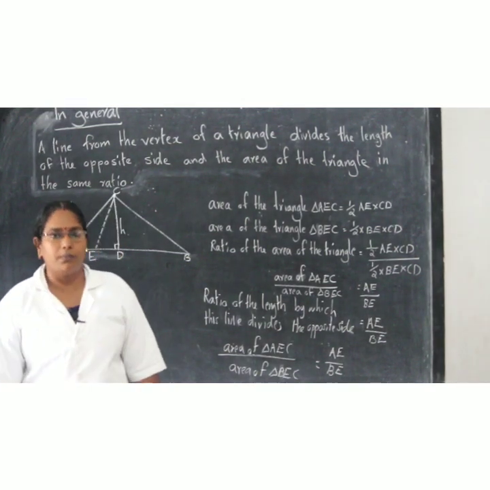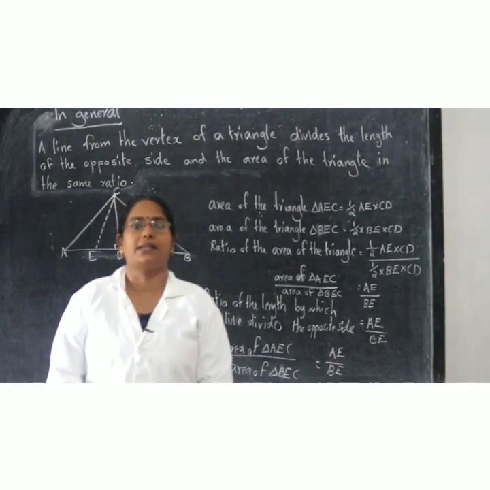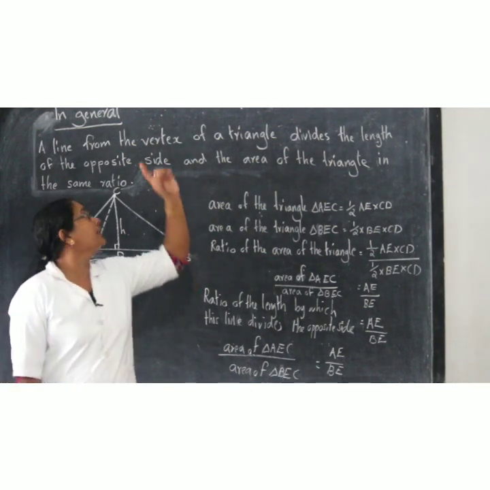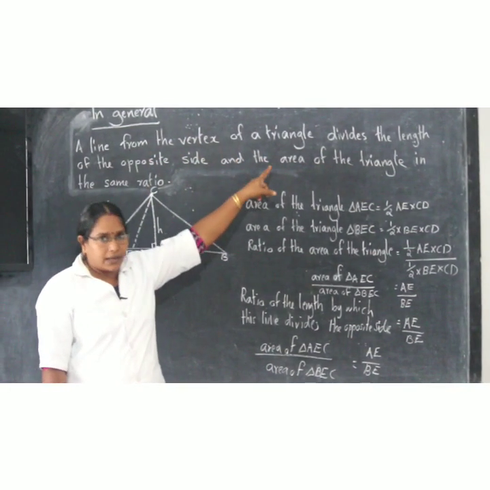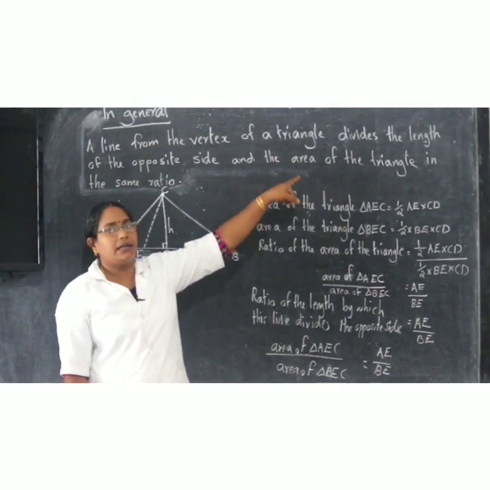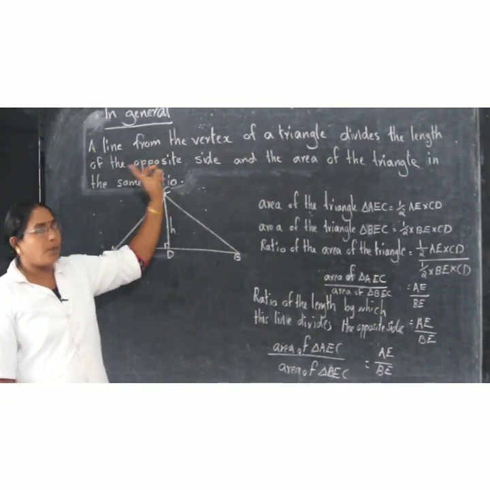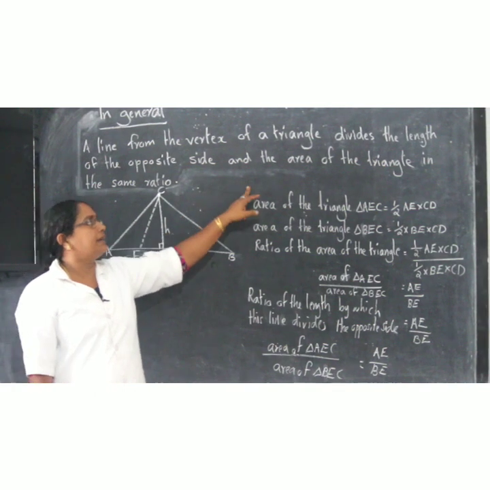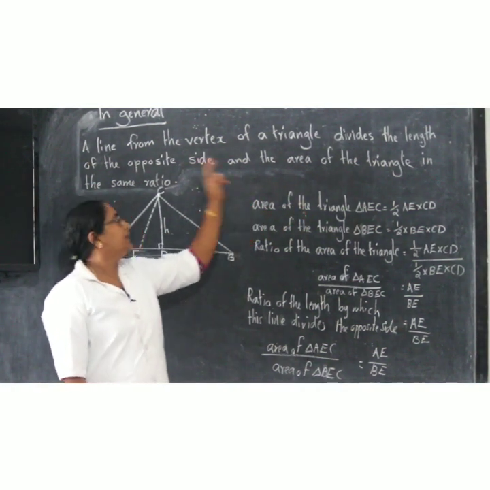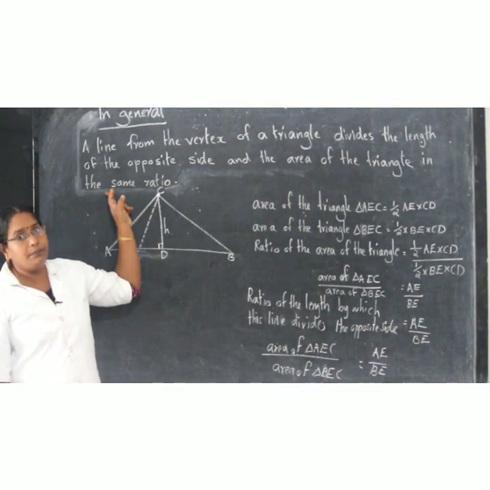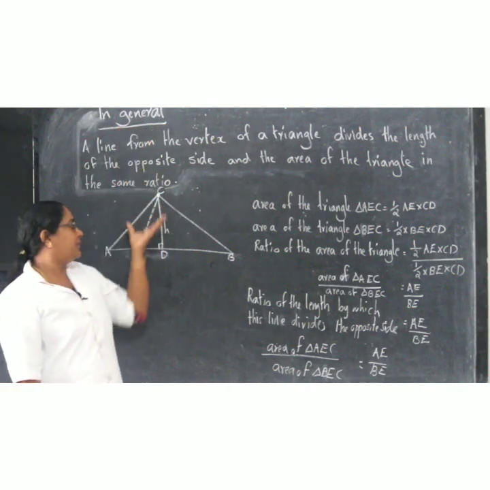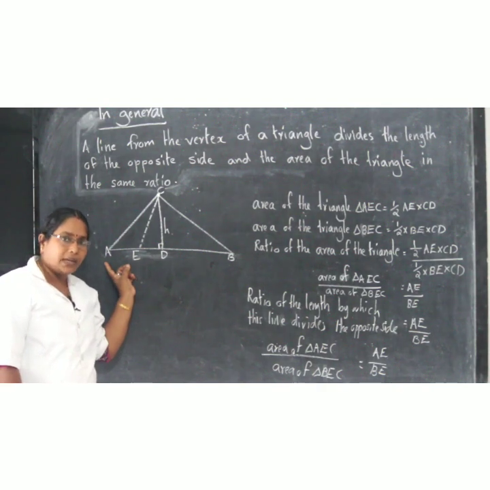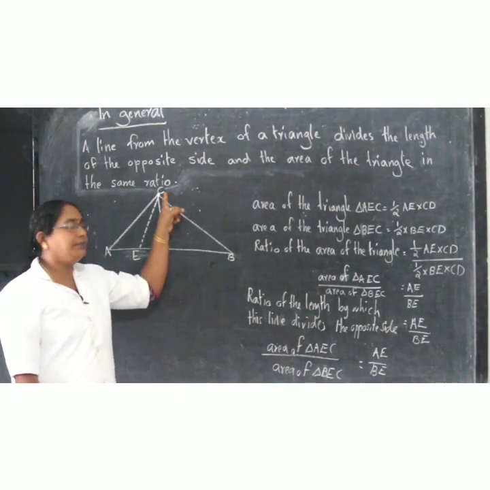Hi students, good morning. Today I will discuss a topic: a line from the vertex of a triangle divides the length of the opposite side and the area of the triangle in the same ratio. We want to prove this in general. Therefore, consider a triangle ABC.